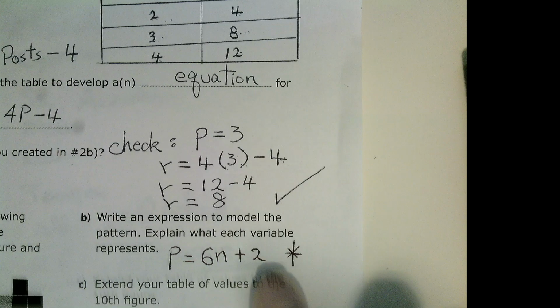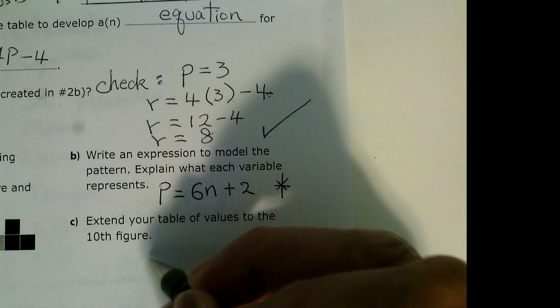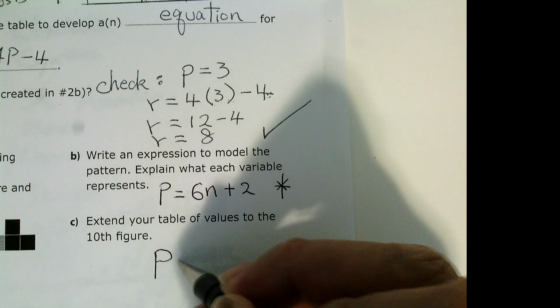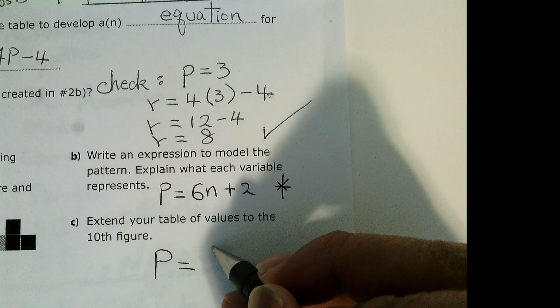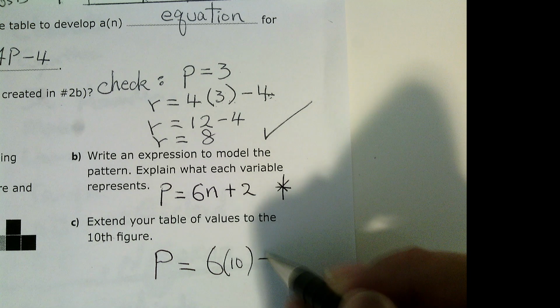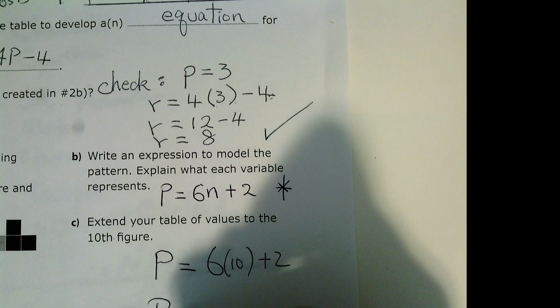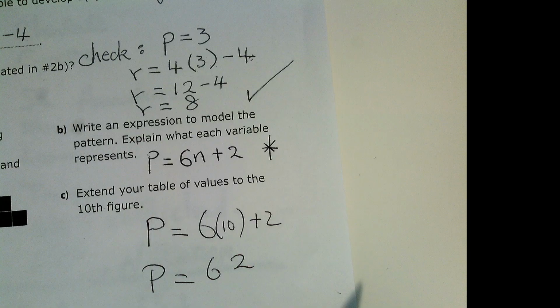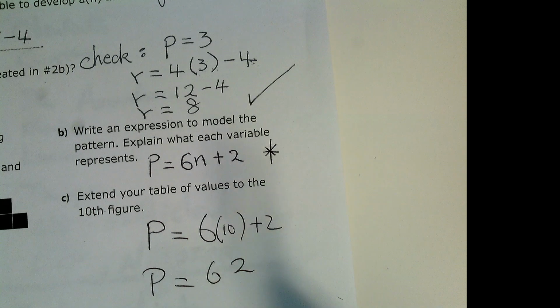Say, for example, for the C part, I can do it like that. 6 times 10, right? So 10 times 6 plus 2, so the perimeter is 62. So I can calculate the answer for C this way.